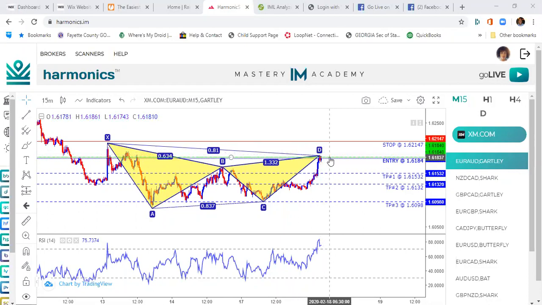So let me make it simple. You really don't have to concern yourself with anything to the left of the D. What you're really concerned about is whether this D is up here above this entry, or here on the bottom. Because if it's here on the top, that is going to come into a downtrend. If it's on the bottom, it's going to go into an uptrend.